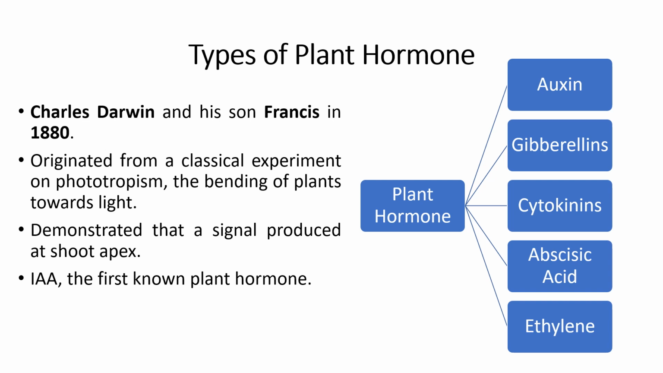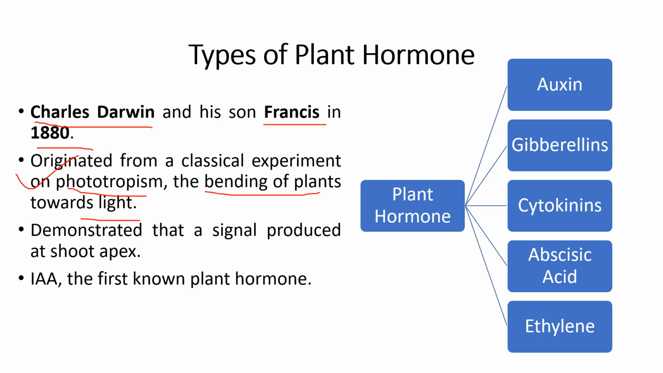The concept of plant hormones originated from a classical experiment on phototropism. The word phototropism means the bending of plants towards the light, and this experiment was carried out by Charles Darwin and his son Francis in 1880. So in this, what did he demonstrate? He demonstrated that a signal produced at the shoot apex travels downwards and causes differential cell elongation in the lower parts of the coleoptile, which resulted in bending towards the light source.